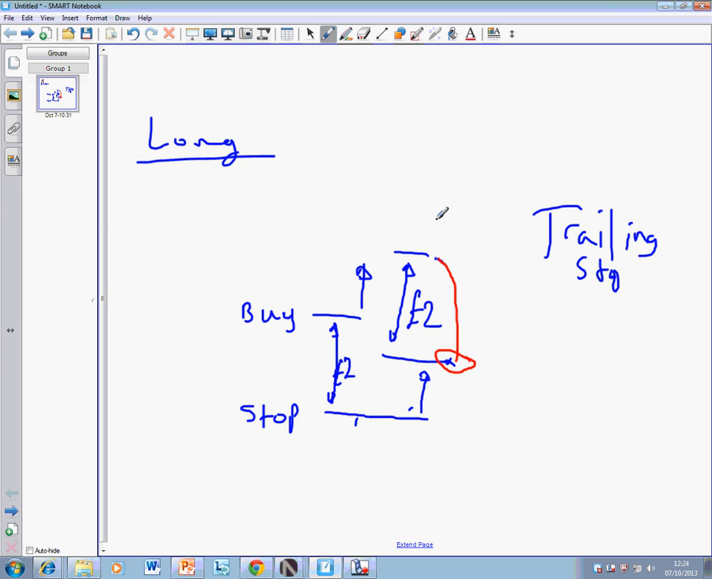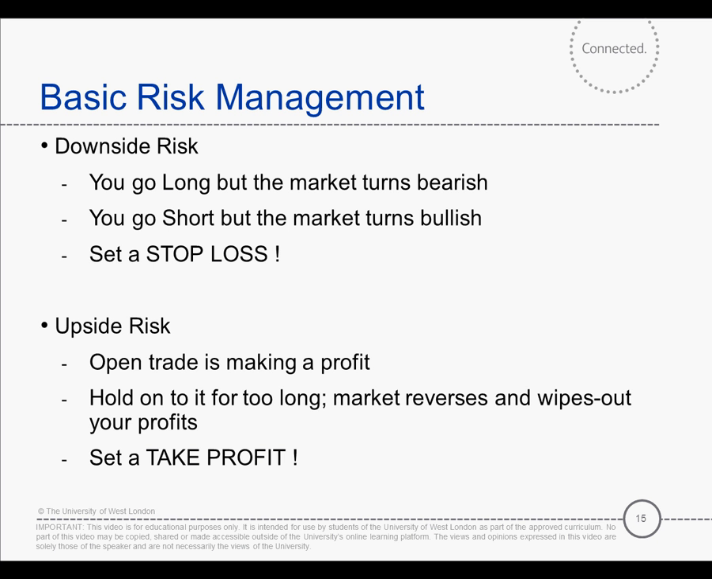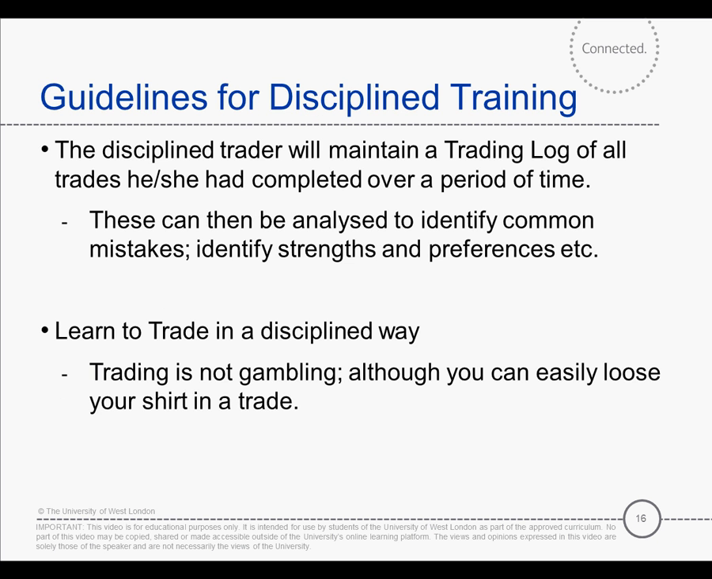So you can either put a fixed stop or you can put a trailing stop. Okay? So those are your very basic risk management rules, but if you use them effectively, that'll save you a lot of money. Now, like I said, I'm interested in you adopting a discipline. You're becoming disciplined traders, not gamblers.